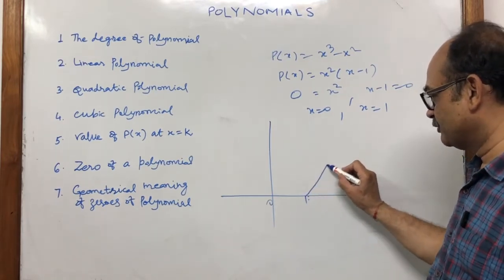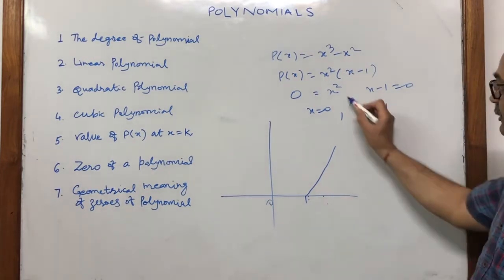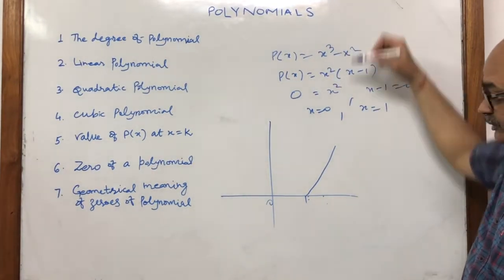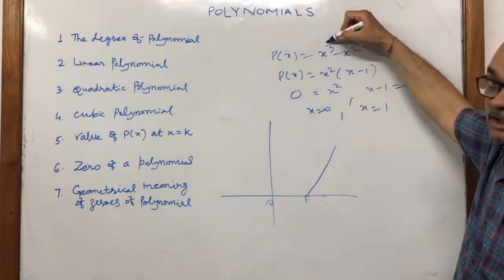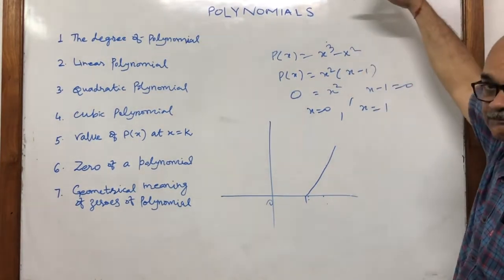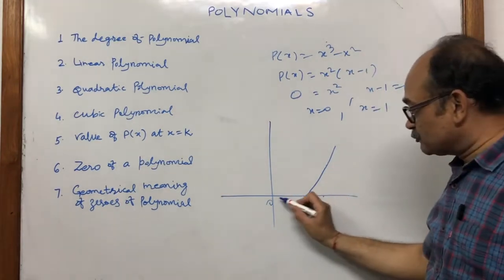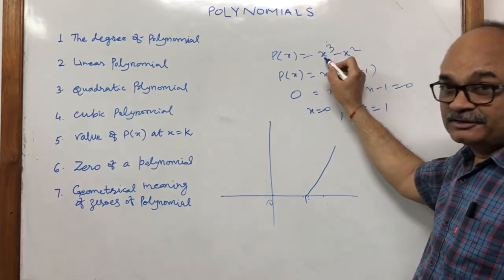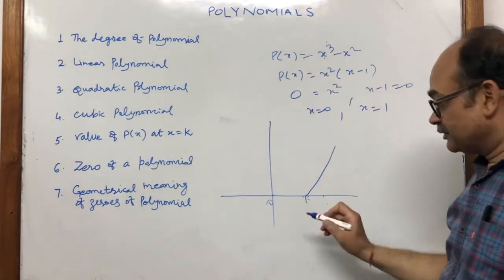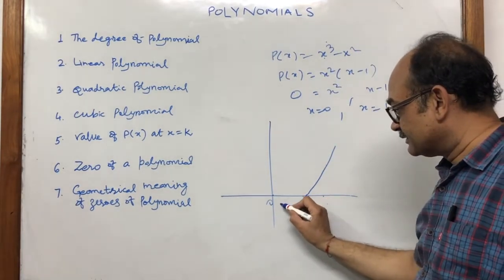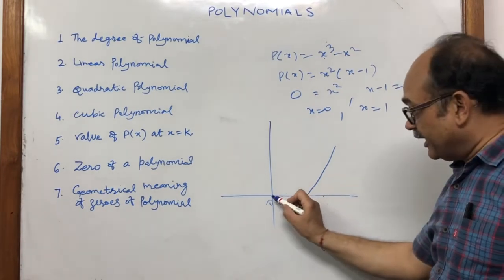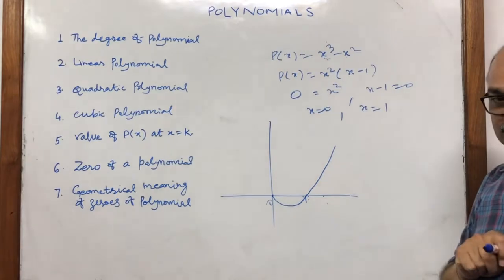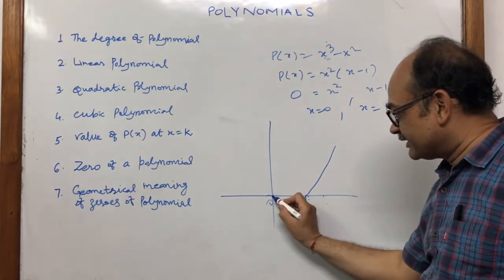If you increase the value to 2, 3, 4, the value goes upward. Putting 2, what will come? 8 minus 4, that is 4. Putting 3, what will come? 27 minus 9, and it goes upward. But if you put values from 0 to half, by the way if you put half, it will become 1 by 8 minus 1 by 4. Down, it will go like this. And at 0, it will become 0. At 1, it will become 0. And after that, it will go like this.